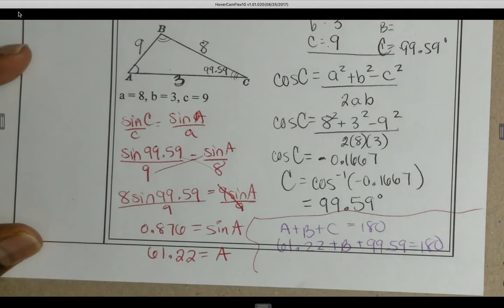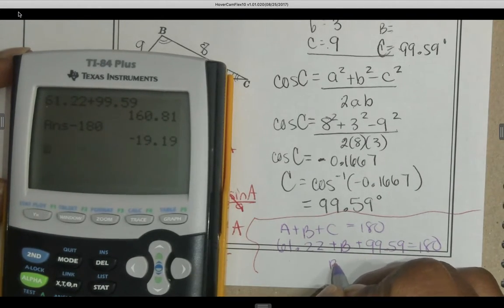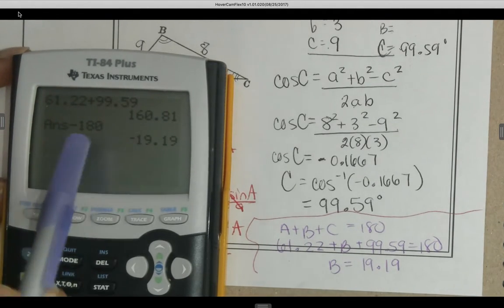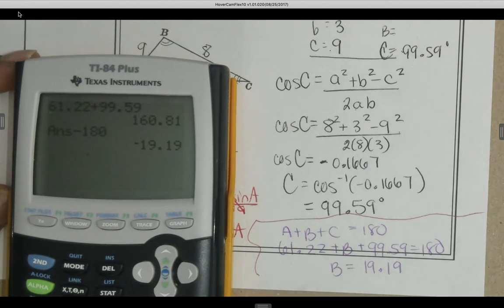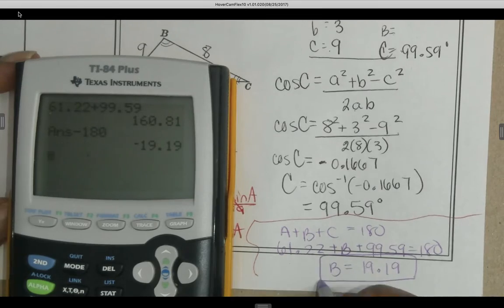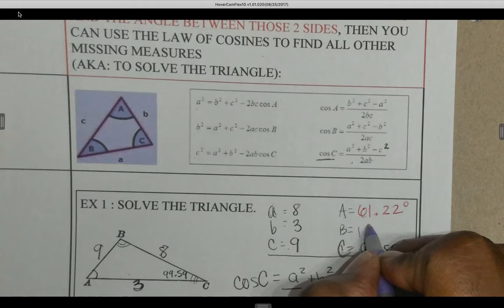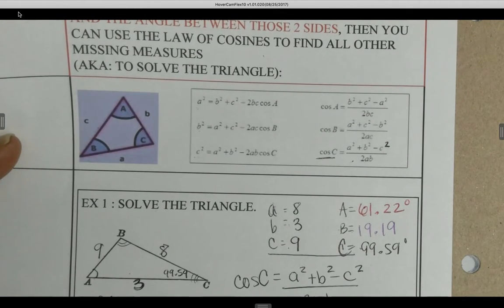I can add up what I have. So 61.22 plus the 99.59, and then subtract from 180. To say, well, B has to be 19.19. Right, mine says negative because I put the 180 second, right? I made the 180 negative, but it should be positive 19.19. So now I have all the missing pieces that I was looking for. 19.19, and it happens to be that B is the smallest angle because it's across from the smallest side.